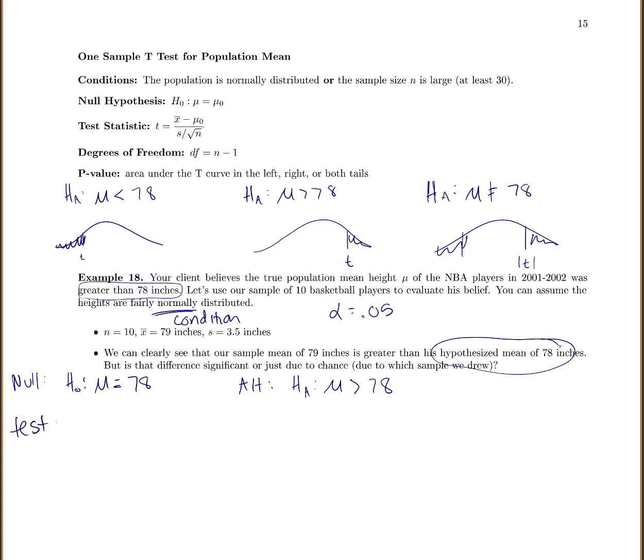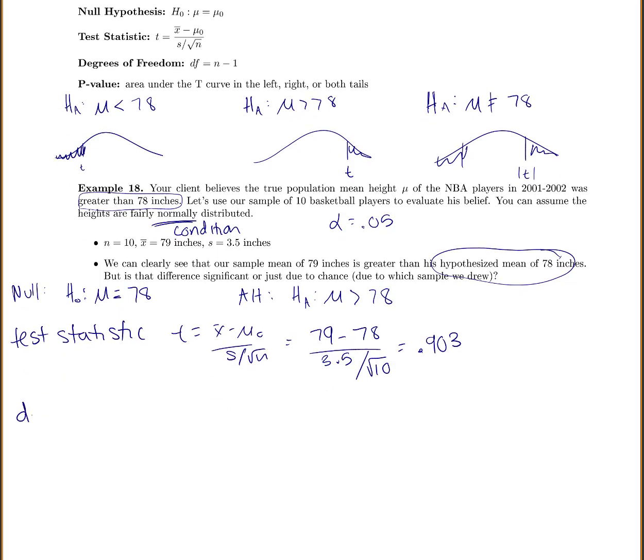Our test statistic is going to be t equals x bar minus mu naught over s over the square root of n. So our sample mean is 79 minus our hypothesized mean of 78 over the sample standard deviation of 3.5 over the square root of the sample size of 10. That should give me about 0.903. We need to know our degrees of freedom. That's n minus 1, so 10 minus 1 is 9.